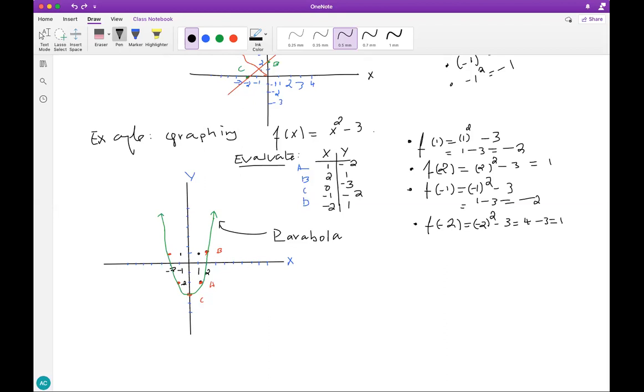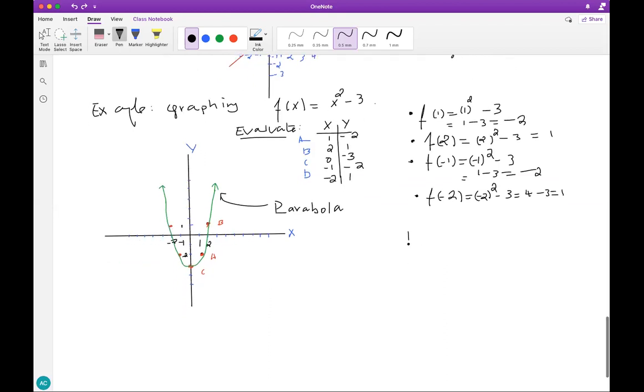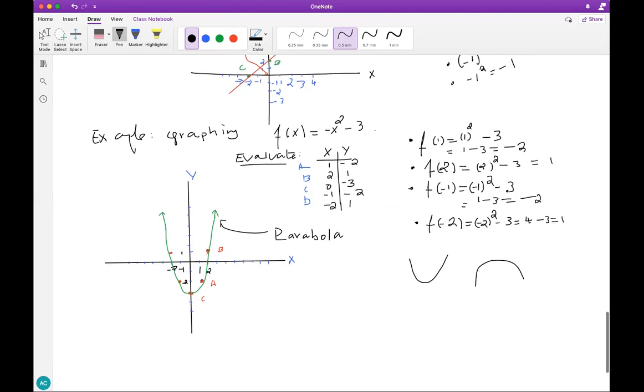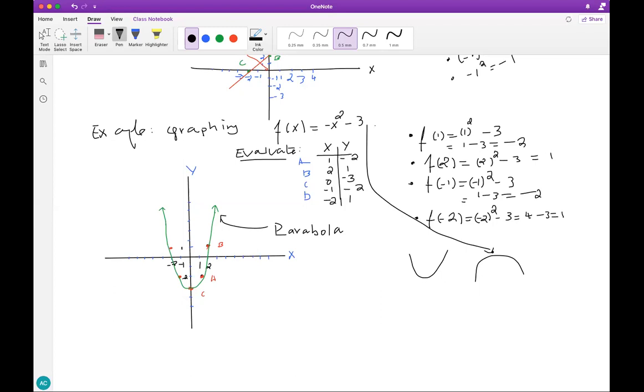The only difference you may see is sometimes the graph may be facing up, or it may be facing down, depending on the sign of this. If this is positive, it was facing up. If you had a negative here, and be careful when you plug with the parentheses and everything, your graph will look like this, would be facing downwards. Does that make sense?